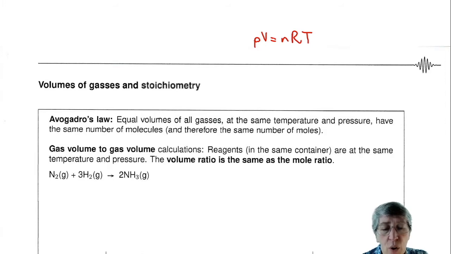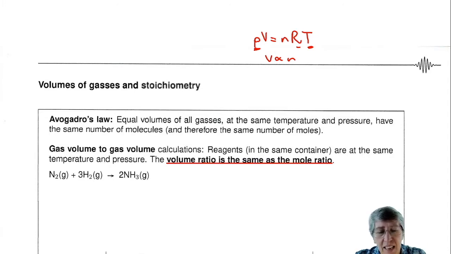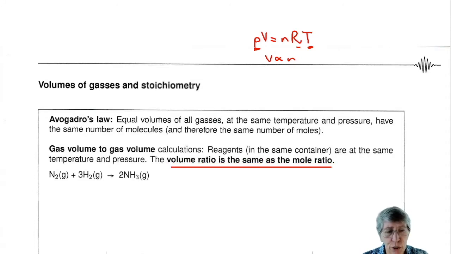Now, we already know R is a constant over there, but if you've got things that are in the same container, they will now have the same pressure and the same temperature. And that immediately tells you that V is now directly proportional to n. More moles will take up more volume. And if it's double the moles, then you've got double the volume. So what Avogadro actually tells you is if you are looking at gas, and you've got your reagents in the same container, the volume ratio is the same as the mole ratio.